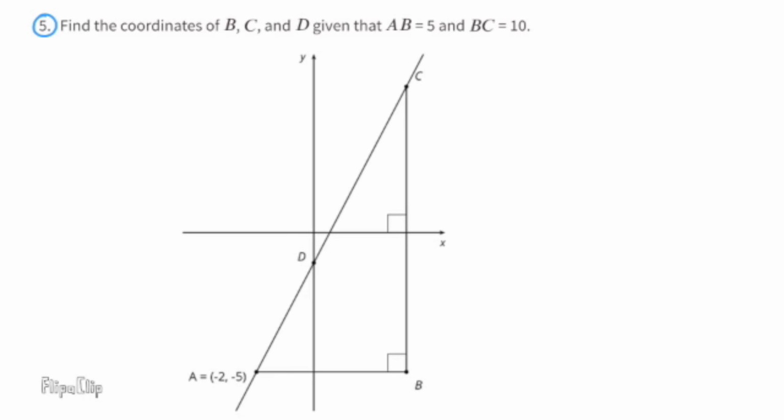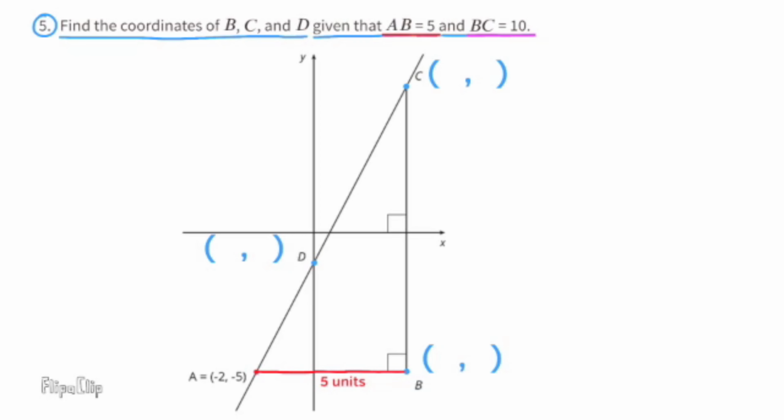Problem number 5. Find the coordinates of B, C, and D, given that AB is 5 and BC is 10. I'll start by using the information that they gave us to help us fill out these points. They said that line AB is 5 units, and they said that line BC is 10 units. Since point D is directly on the y-axis, point D is the y-intercept, which means that the x value has to be 0.